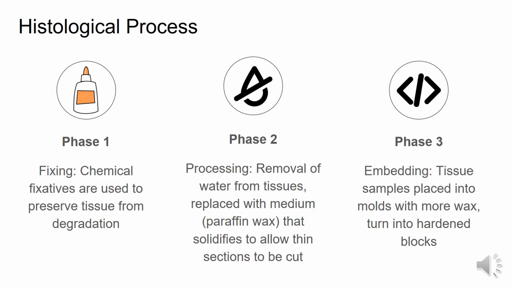Processing of the sample, which includes a dehydration step, replaces the water in tissues with paraffin wax in order to solidify the tissue sample. The sample is further placed into a mold with more wax in the embedding step in order to turn the tissue into a hardened block that is easy to cut.